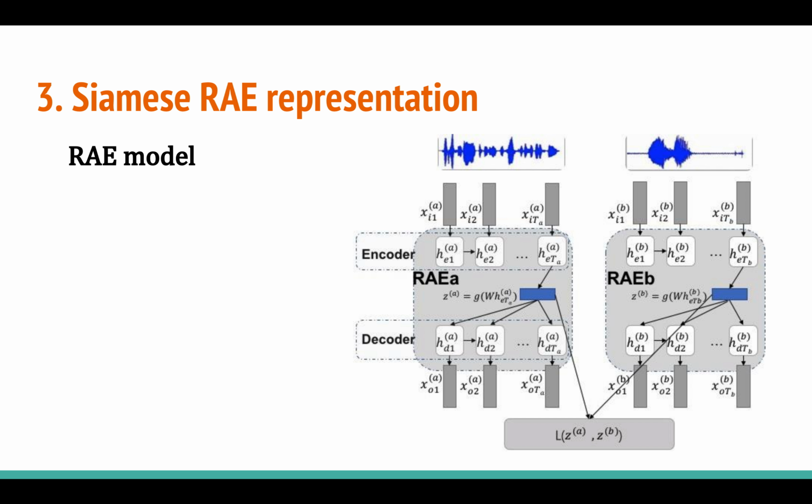Now we will see what is Siamese recurrent autoencoder. So basically this model shown here is going to generate the representations of the speech signal, or it's going to generate some feature vectors which are highly compact and which will have the semantic information about the speech signal kept inside the representation.